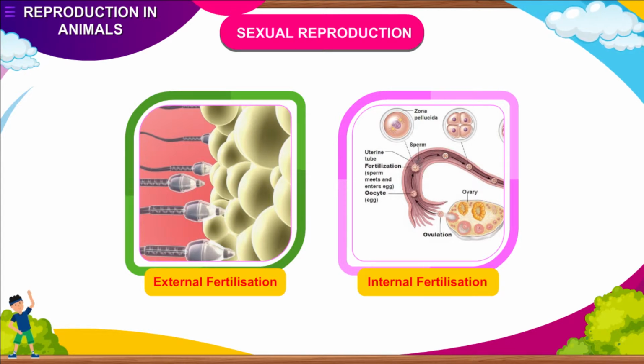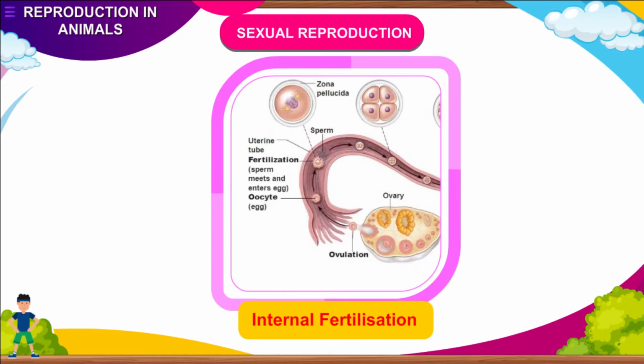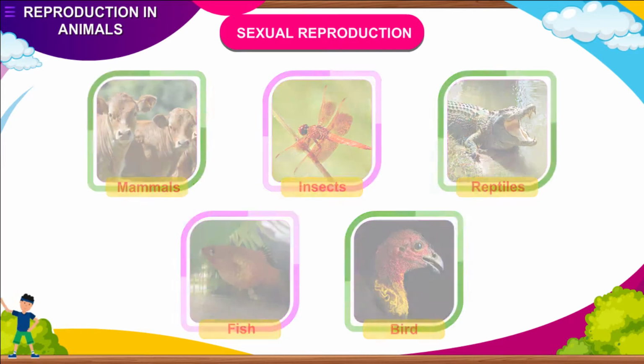External fertilization involves the fusion of male and female gametes outside the body of the female. Example of such fertilization is the one taking place in frog and fish. Internal fertilization takes place inside the body of the female partner. Such fertilization takes place in mammals, insects, reptiles, in some fish, and birds.